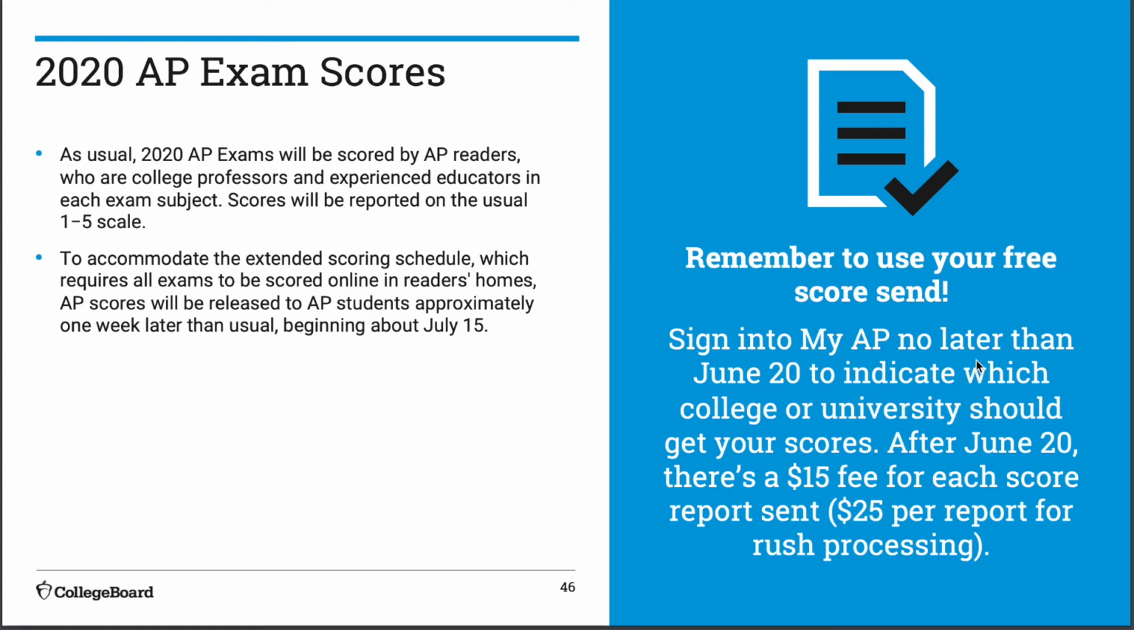If you want a letter sent to your university of your score, make sure you log on to your AP website before June 20th to ask them to send it to whichever universities you want. Because afterwards, they're going to charge you $15 per report sent. So make sure before June 20th, you request them to send those scores to whatever college you're going to.